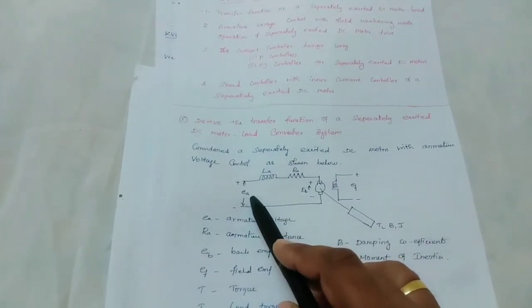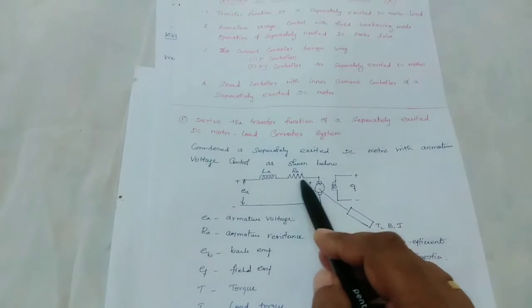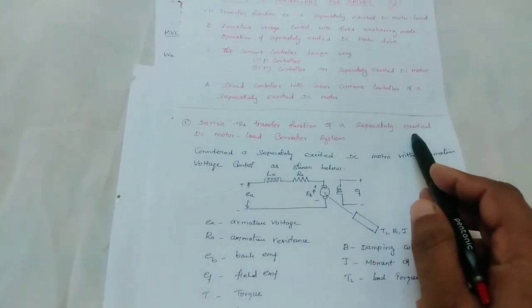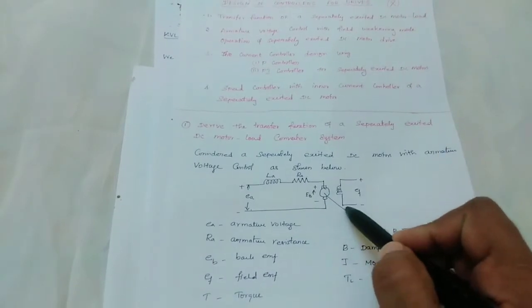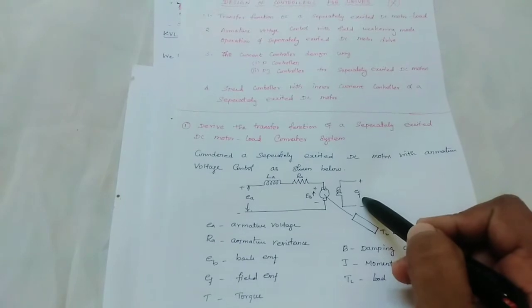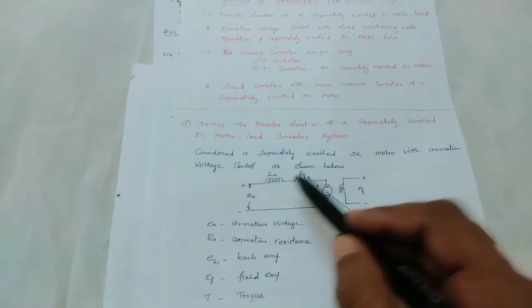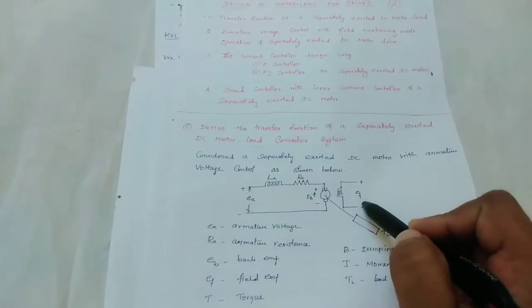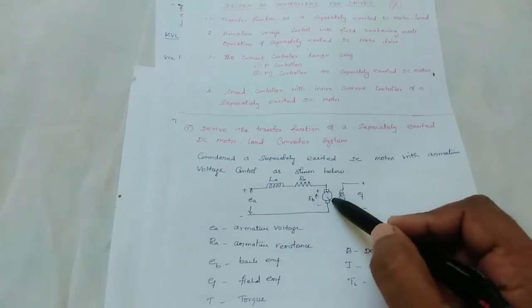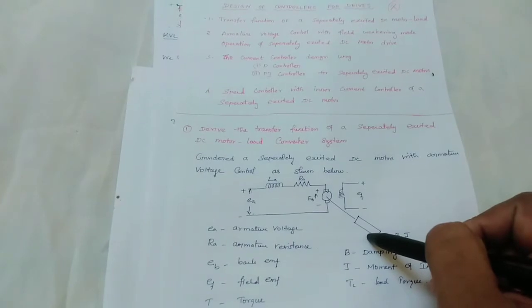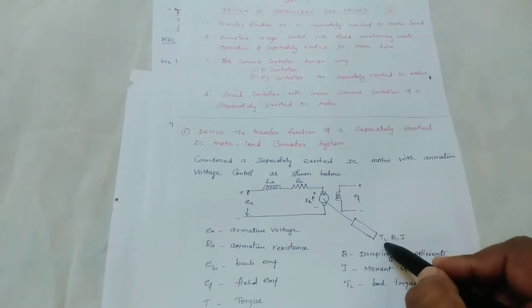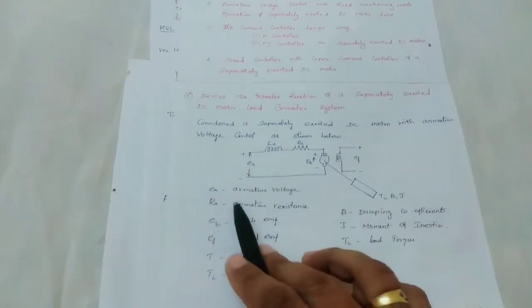While we are giving the supply, a back EMF, EB, is produced. We have a separately excited machine, so the field should be excited separately. A separate supply is taken, that is EF, the field EMF. While we give these two voltages, a torque is automatically produced in the armature winding, which will be coupled with the load. So here the torque is produced against the load torque. These are the parameters.